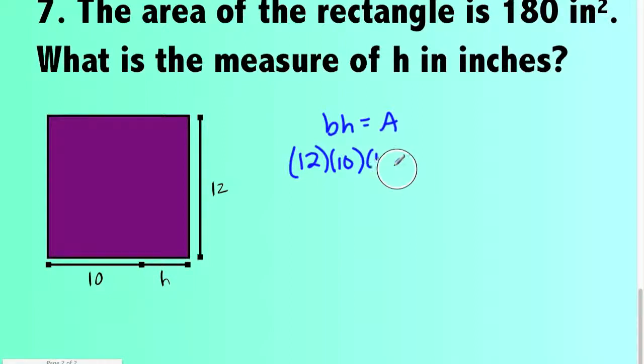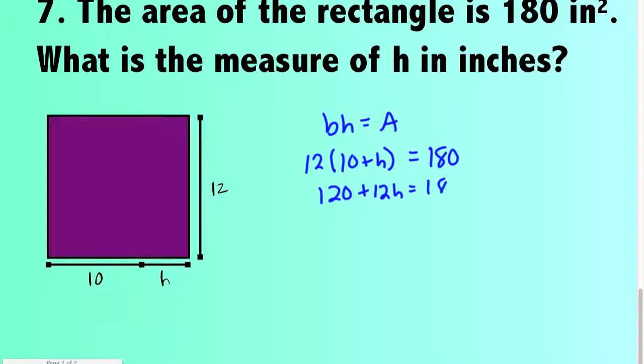So we have 12 times 10 plus h equals 180 square inches. So what we're going to do is the distributive property. So let's get rid of these parentheses on the outside here. You're going to multiply 12 times 10 and then 12 times h and solve for h. So you have 12 times 10, which is 120, and 12 times h, which is 12h, equals 180.